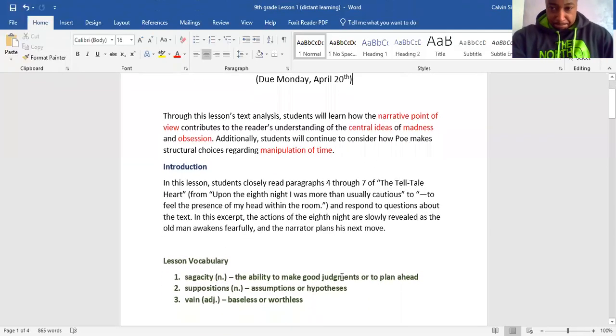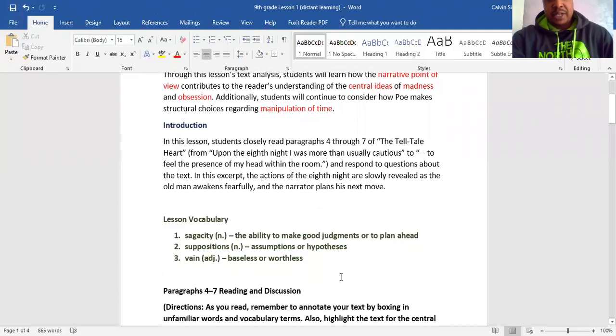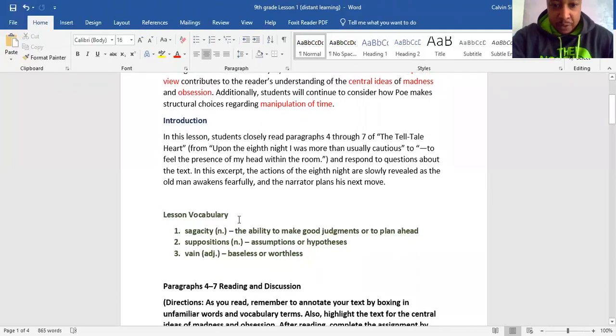Okay? Also, guys, you know that with every lesson, we always have vocabulary. So I have included the lesson vocabulary. The first word is sagacity, which is a noun, the ability to make good judgments or to plan ahead. The second word is suppositions, a noun, assumptions or hypothesis. The third word is vain, an adjective, baseless or worthless.